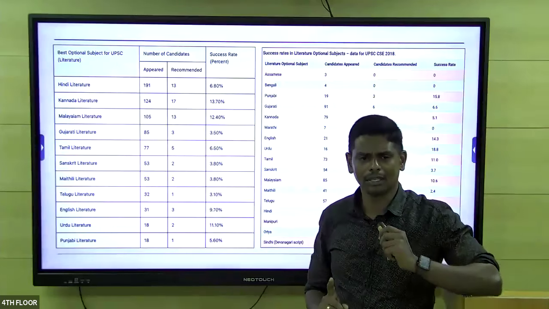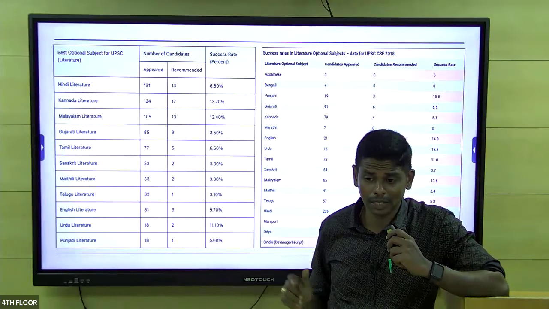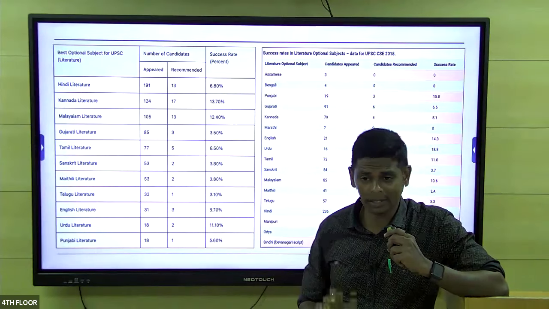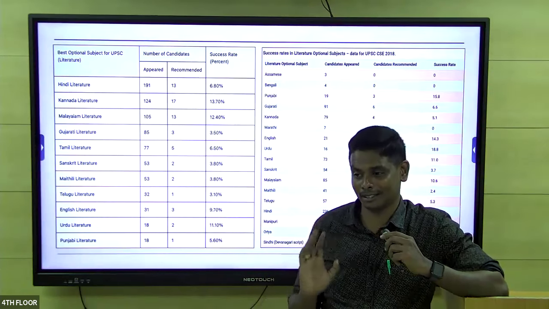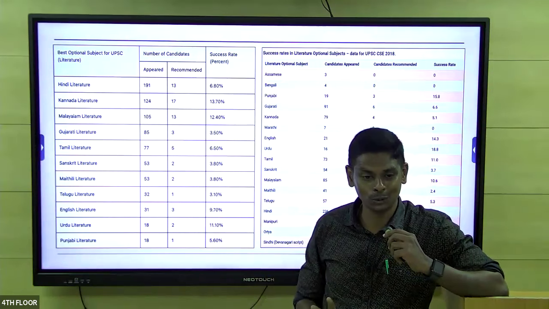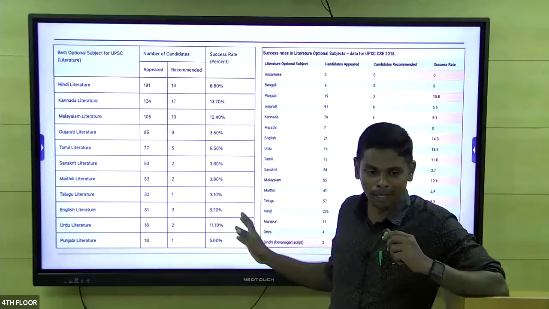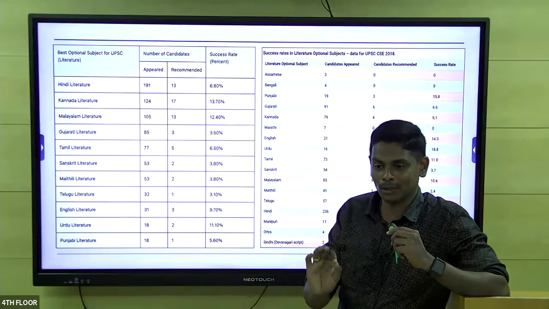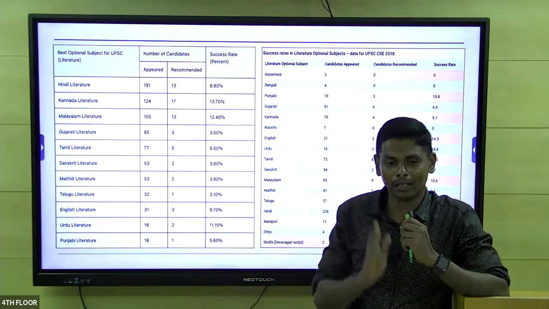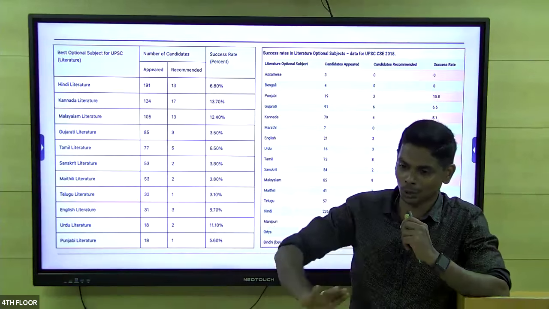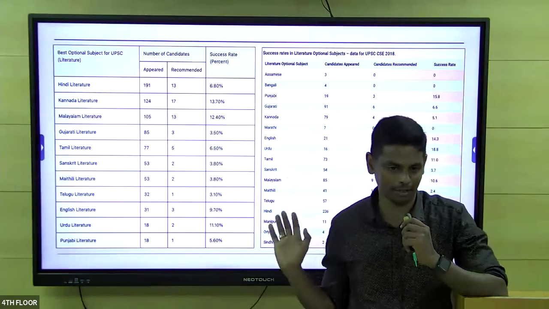And on average, if you take, let us say, 2015 till now, English literature has given a 15% strike rate, which is much higher in comparison to any other optional subject. So I'm not at all playing with the mathematics. I'm just presenting you the facts for all of you to see. On average, English literature has consistently shown that it is one of the topmost scoring optionals ever.